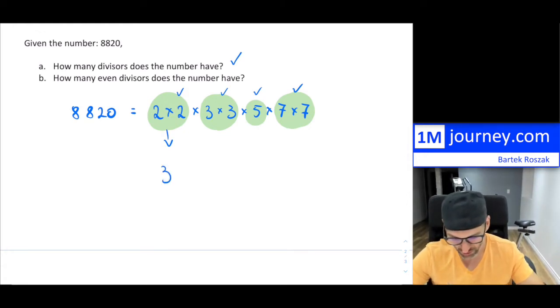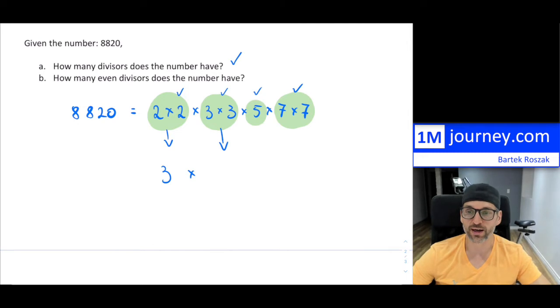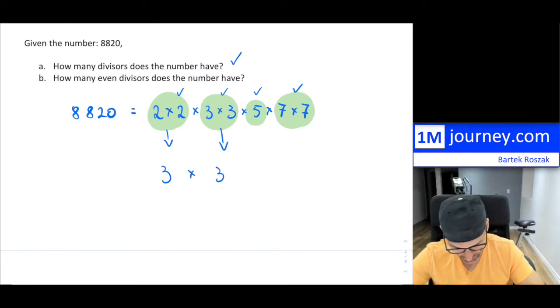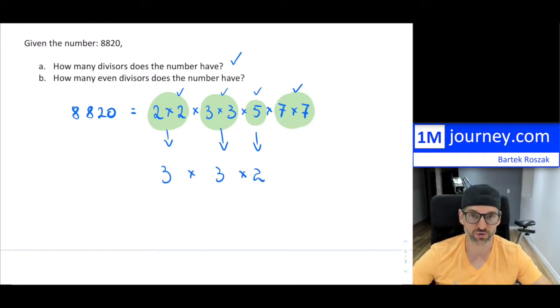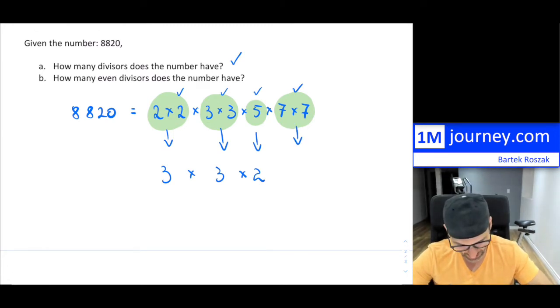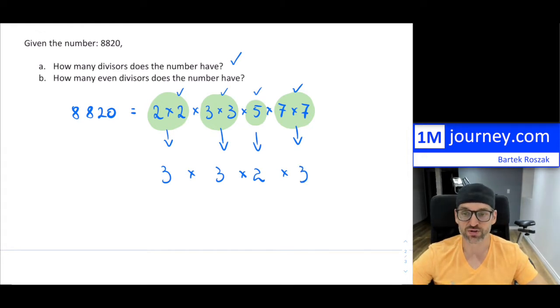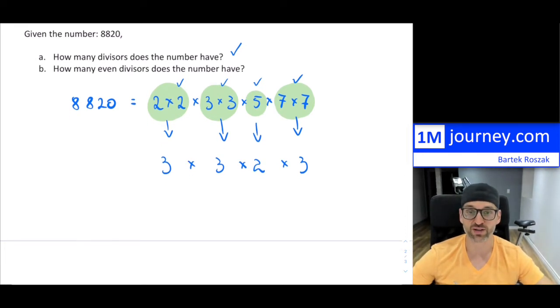This is for 2, and this is going to be multiplied by the number of choices that we have for 3s. Again, we can choose no 3s, we can choose 1 3, or we can choose 2 3s. So that's 3 choices once again. For the 5s, we have 2 choices: we can either choose a 5 or not choose a 5. And for 7, again, we can choose none, 1, or 2. So that's 3 different choices. This goes back to counting the number of combinations with repeated items, where you're interested in all the possibilities.